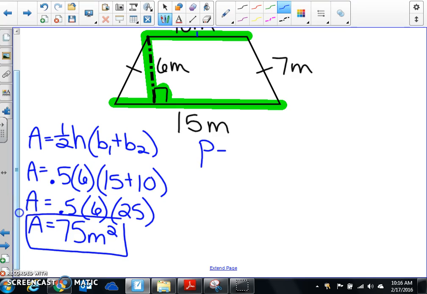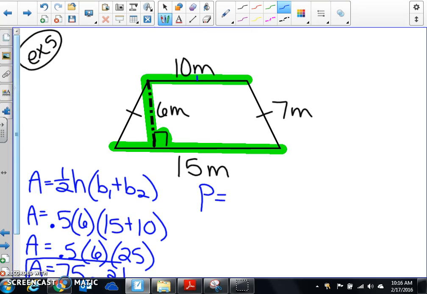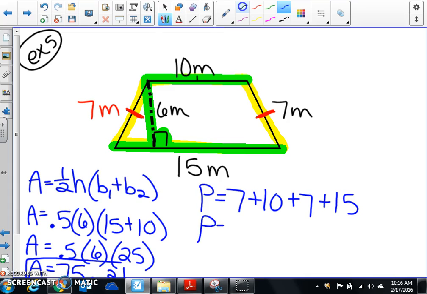The perimeter, you add up all the different sides. This is a trapezoid, so it's a quadrilateral, which means there's 4 different sides. Remember, these little marks mean that these sides are congruent. So if this side's 7, this side's also 7. And then we need to find the outside. So this is the outside of the figure. So let's add up our 4 numbers. 7 plus 10 plus 7 plus 15. Grab your calculator. 7 plus 10 plus 7 plus 15 is 39 meters.